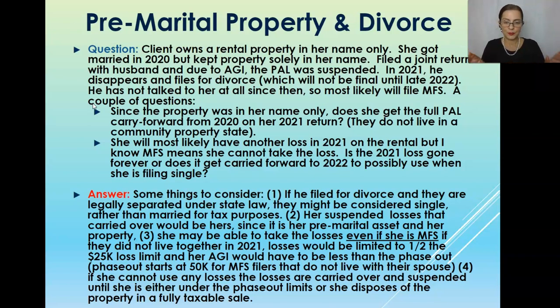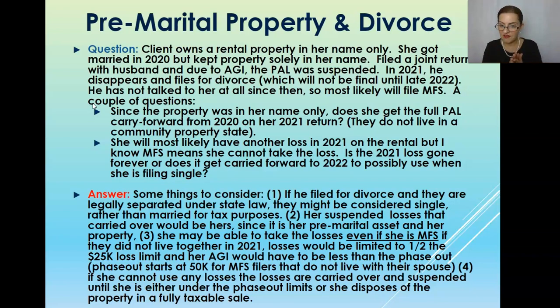Okay, so if you live with your spouse and you're MFS and you have a passive activity loss, you don't get to take it if you live with your spouse. But if you live apart from your spouse for the entire taxable year, even if you're MFS, sometimes they can still take the losses. But all of the thresholds are cut in half in that case.